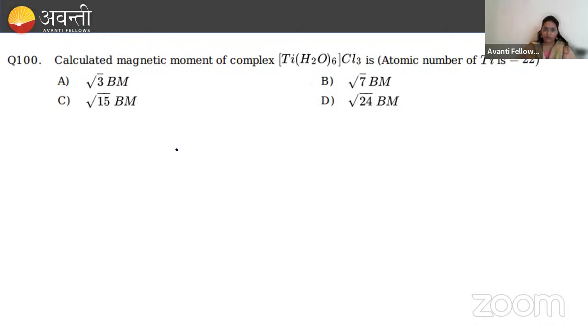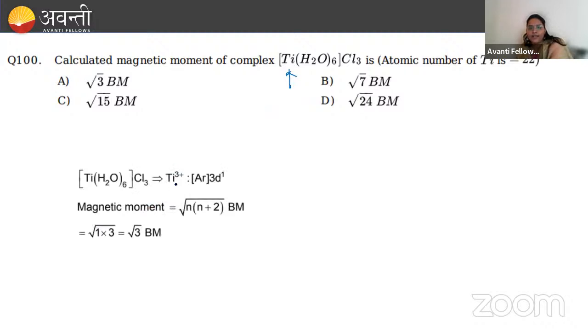Next, calculate the magnetic moment for this given complex. So when you calculate the magnetic moment for the titanium complex, here we have the atomic number of titanium also given. That is 22. Okay, so let's calculate it. When you find out the oxidation state, you will get +3 oxidation state for titanium. You will observe the electronic configuration is like this. So only one electron is present, and that is unpaired. So n is equal to 1. Put that into this equation: 1 + 2, 3; 3 into 1, 3. So under root of 3 Bohr magneton will be the magnetic moment for this given complex.